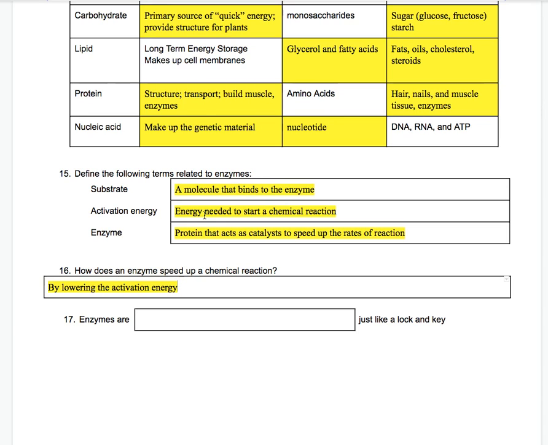Number 17, enzymes are specific to the substrate, just like a lock and key. Again, if they don't fit together, then the enzyme won't work, and it won't work on that substrate. That's why when proteins are denatured, when enzymes are denatured, they have their shape changed so the substrate can no longer bind to it, and it can no longer perform its function.